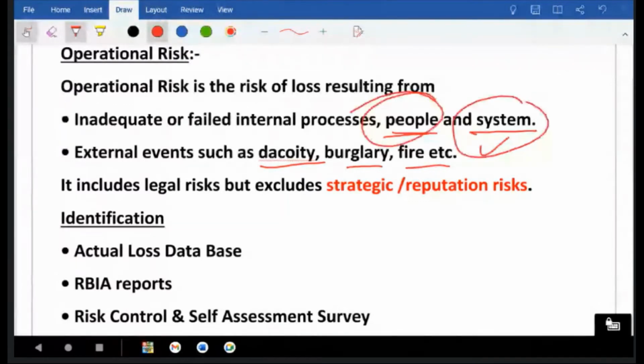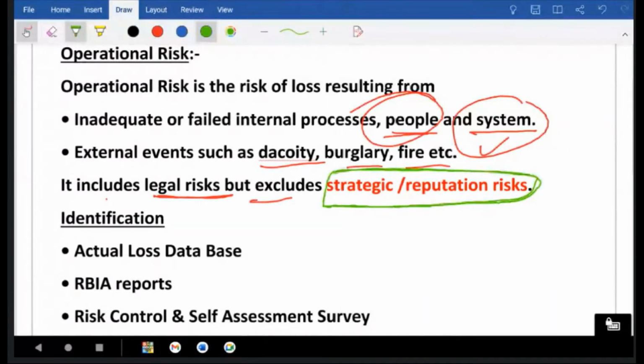It also includes legal risk, but excludes, and this point is very important, strategic and reputation risk. That means in operational risk we include legal risk, but we do not include strategic and reputation risk. So a question can be asked on this. Keep in mind, strategic and reputation risk are not part of operational risk.